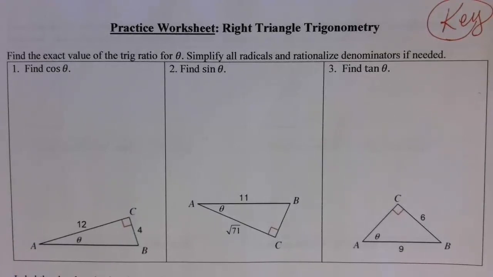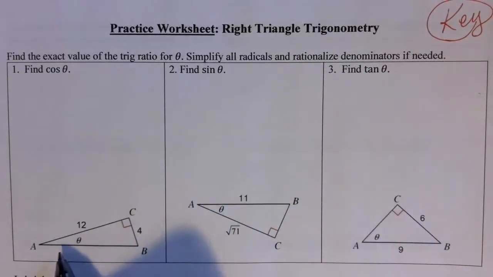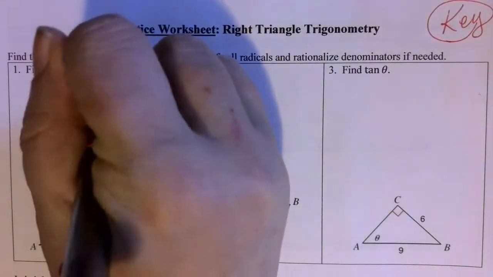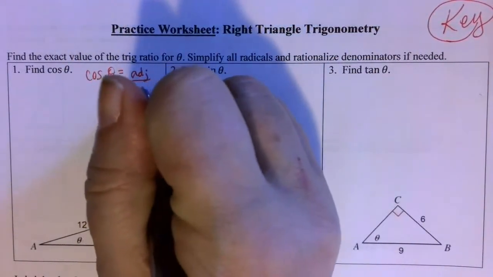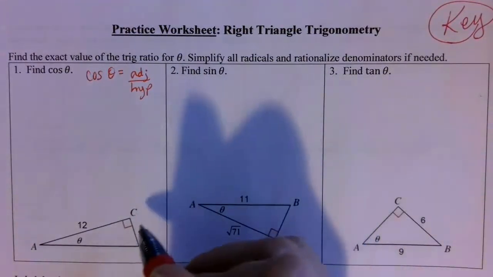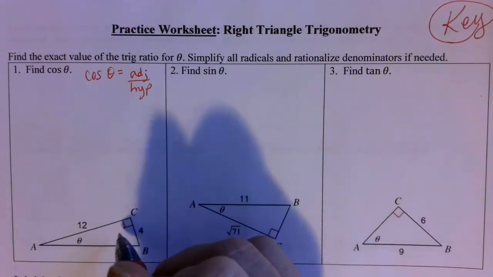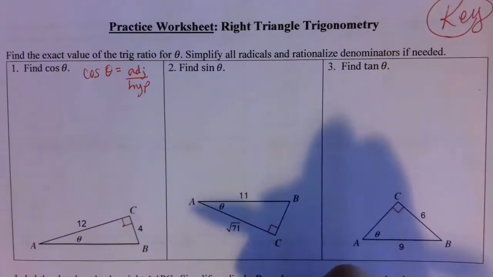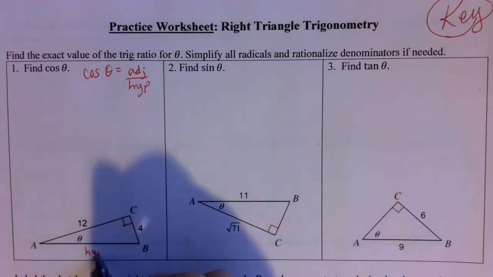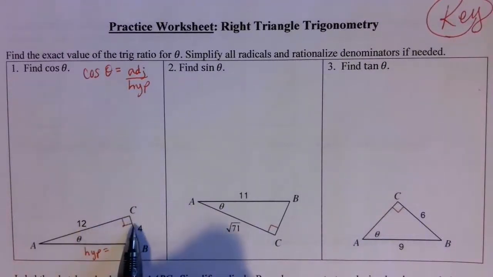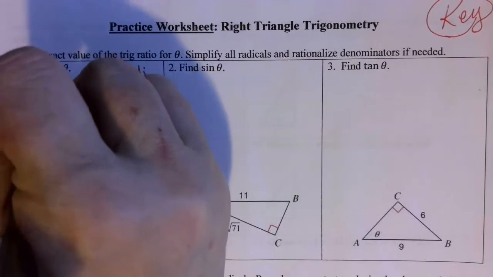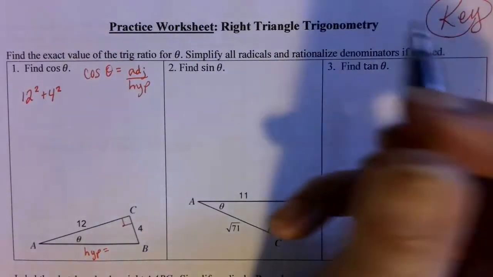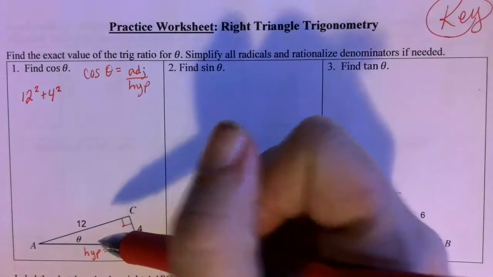In number 1, we want to find the cosine ratio for theta, and cosine is the ratio of the adjacent over the hypotenuse. So the hypotenuse is always the opposite of the right angle. So to find the hypotenuse, we're going to need to do the Pythagorean theorem with the 12 and the 4. So 12 squared plus 4 squared is going to be equal to the hypotenuse squared.